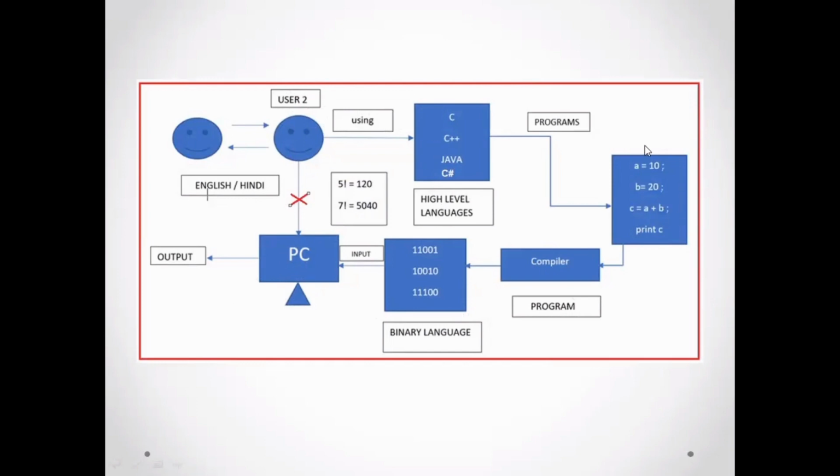Suppose here is a C program that does the addition of two numbers. So how will the PC understand this C program written by user 2? Of course, this C program will be compiled with the help of a translator into machine code. I will tell you about the translator in our next slides. Then the PC can understand this machine code, and it will process it and give the output.